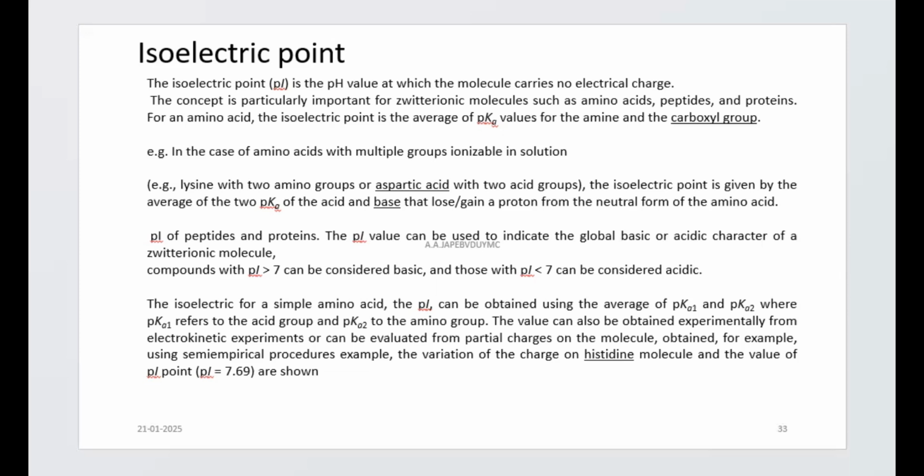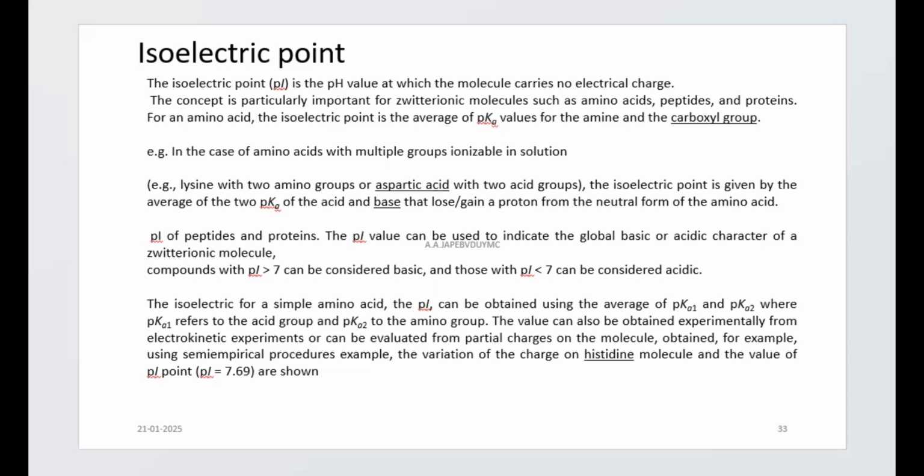So for example, if you take lysine, it has two amino groups, or if you take the example of aspartic acid, it has two carboxylic groups, so acidic groups, right? So you have to find out the pK value. Each group is going to undergo ionization, so it is going to have more than one pK value, right? It is going to have two groups, so two ionization points, so two dissociation constants, so two pK values.